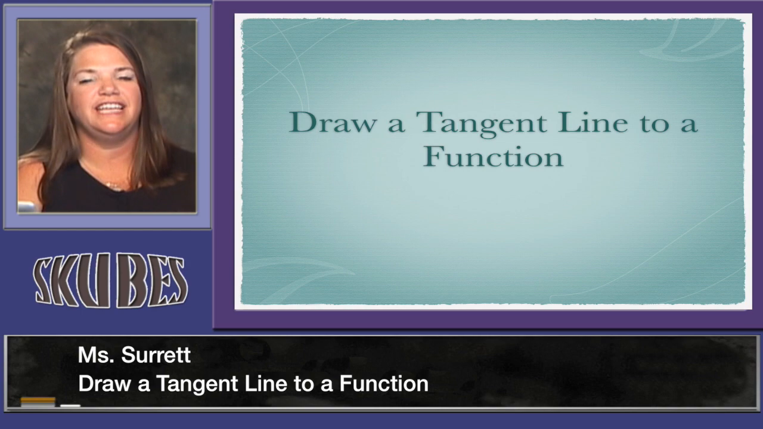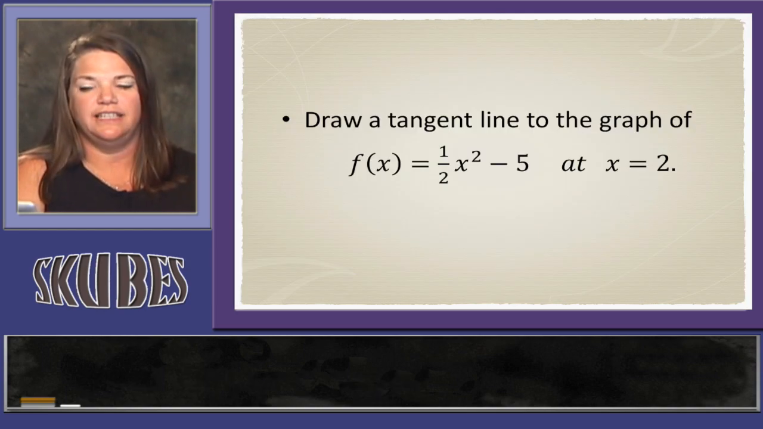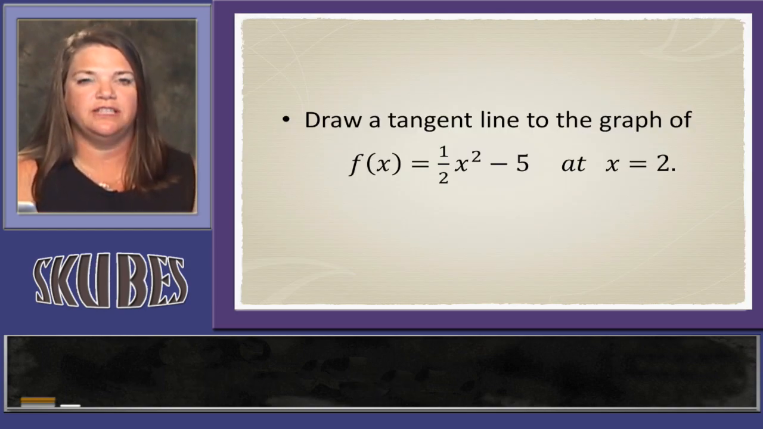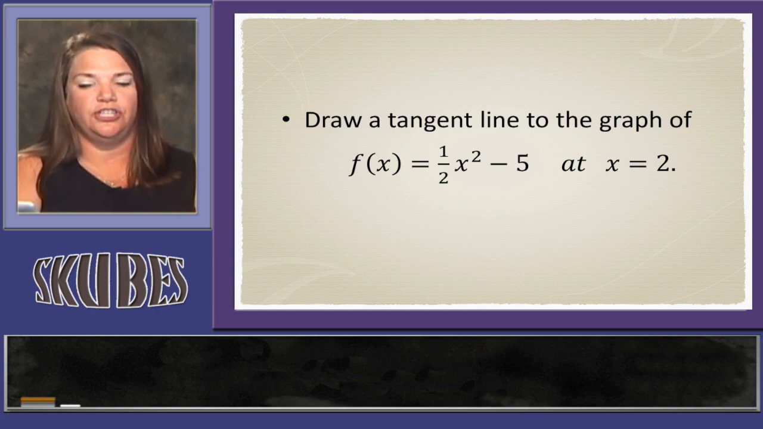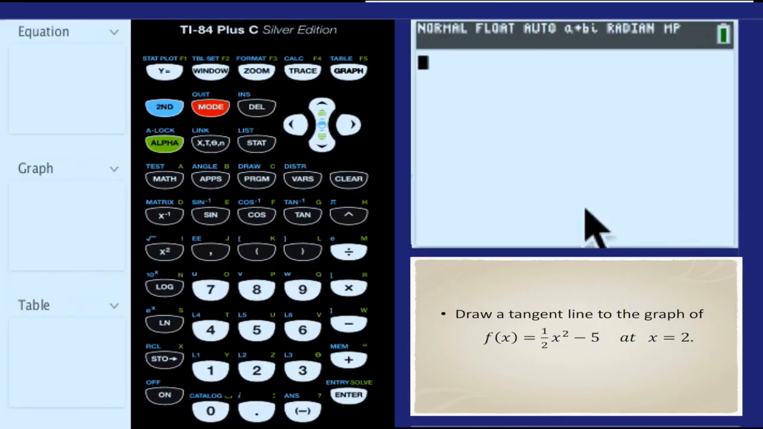to the lesson on drawing a tangent line to a function. We want to draw a tangent line to the graph of f of x equals 1/2 x squared minus 5 at the point x equals 2. To do this, we first need to plot our function f of x equals 1/2 x squared minus 5.